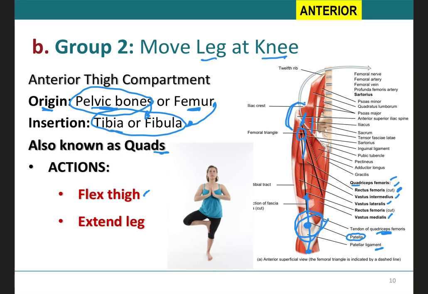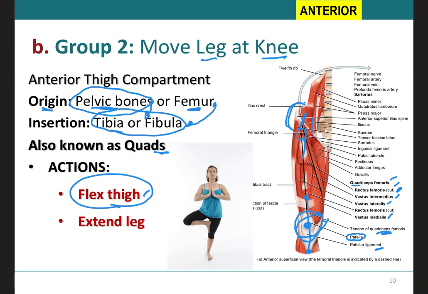So again, if we're talking about the quadriceps femoris or the quads, they will all extend at the knee. However, the rectus femoris by itself will also flex the thigh at the hip because it's the only one that crosses the hip joint as well.